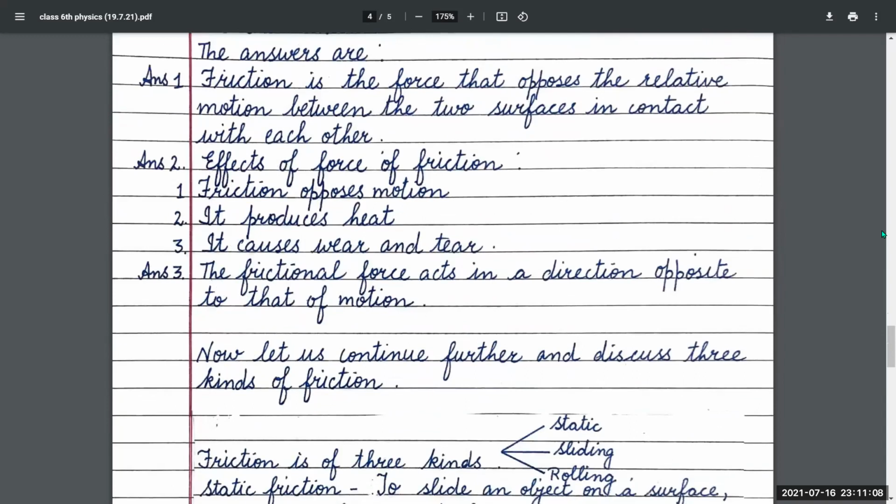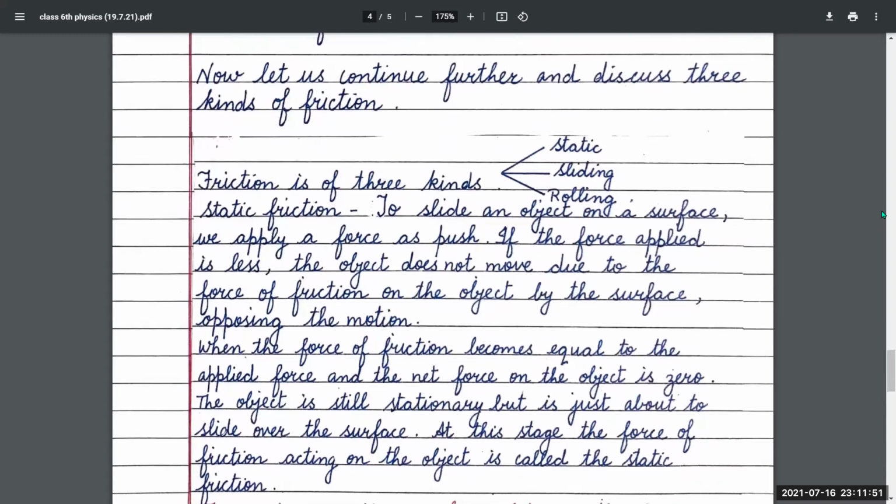The answers are: 1. Friction is the force that opposes the relative motion between the two surfaces in contact with each other. 2. Effects of force of friction are: 1. Friction opposes motion. 2. It produces heat. 3. It causes wear and tear. 3. The frictional force acts in a direction opposite to that of motion.